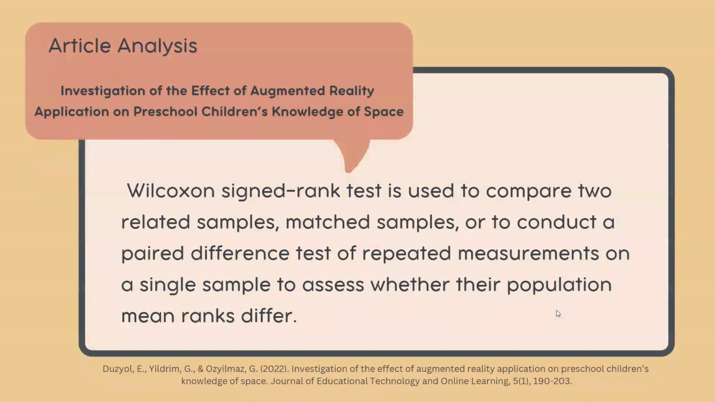Some article analysis using the article Investigation of the Effect of Augmented Reality Application on Preschool Children's Knowledge of Space used the Wilcoxon Signed Rank Test. This test is used to compare two related samples, matched samples, or to conduct a paired difference test of repeated measures on a single sample to assess whether their population mean ranks differ. This study was important because integrating science education into different activities that are in line with the developmental characteristics of children, especially during preschool, are critical.